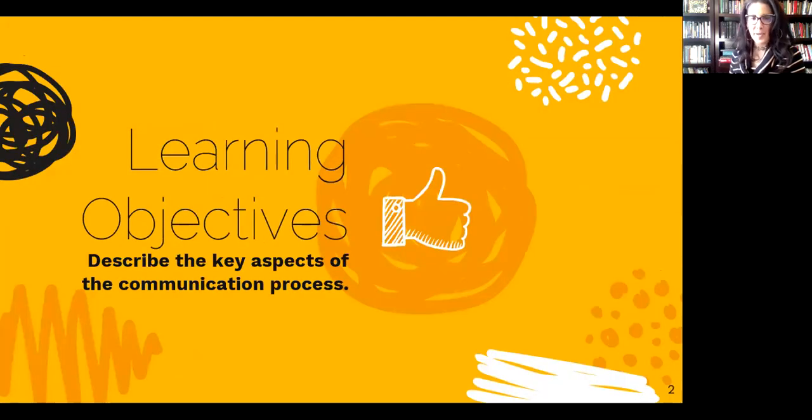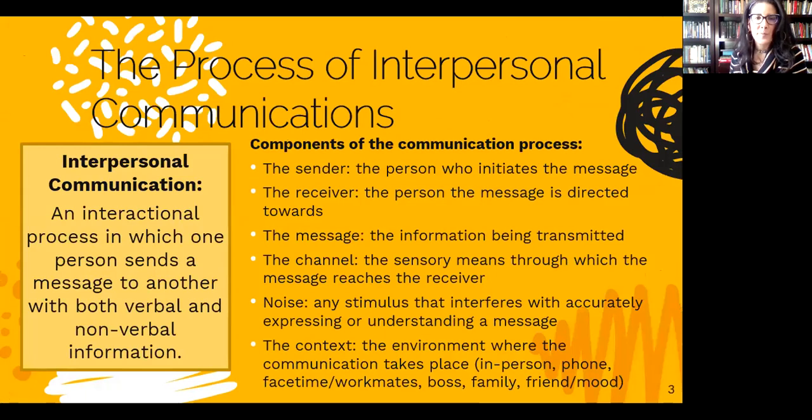So we're going to look at key aspects of the communication process. The process of interpersonal communications. Interpersonal communication, what does that mean? It's a process where we communicate, we send a message, we receive a message, both verbal and nonverbal information. So it's any kind of communication that we have with a loved one or with our workmates, or we have interpersonal communication with the bank teller or the clerk at the grocery store. Interpersonal communication is a process in which we send a message to another person.